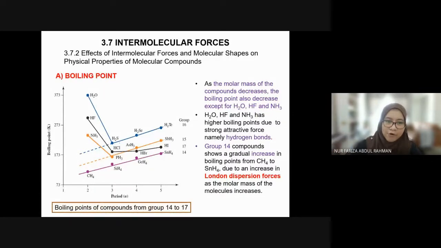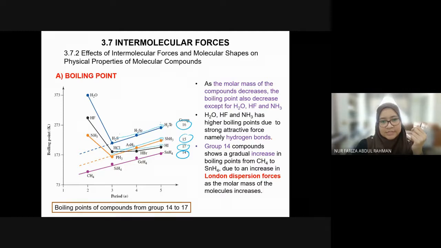In terms of boiling point, as you can see, as the molar mass increases, kita compare in terms of group. We have group 16, the blue one, group 15, 17 and 14. So 16, 15 and 17, as you can see, dia increasing. Nampak tak? Dia increasing. For your information, all these molecules dekat sini are polar molecules, meaning that they have dipole forces and London dispersion forces. All of them have London dispersion forces and dipole forces.